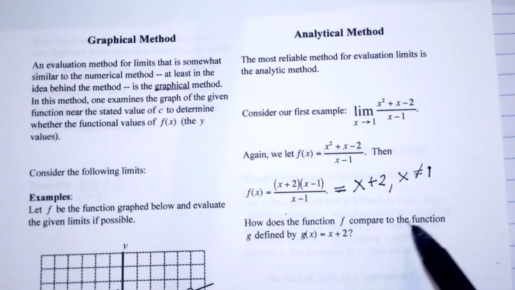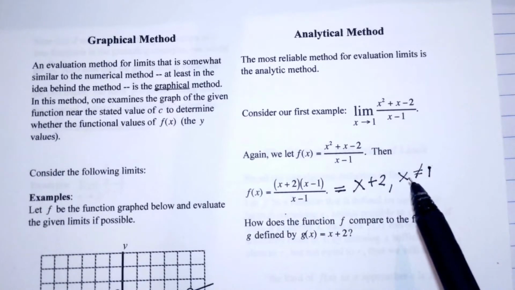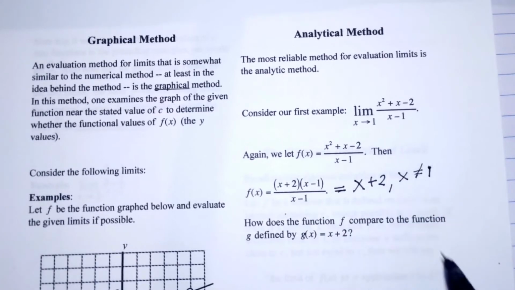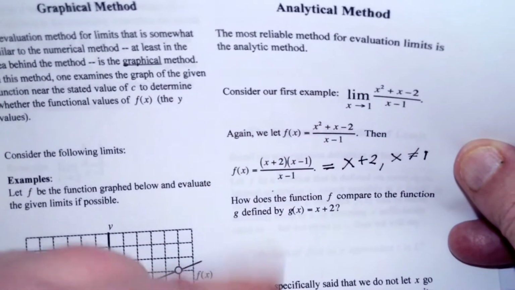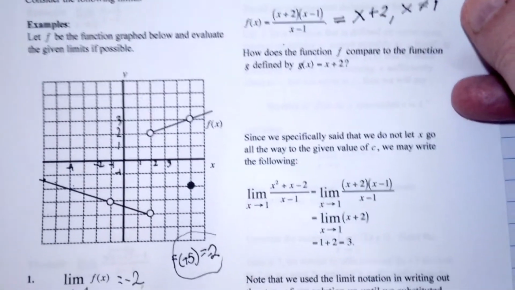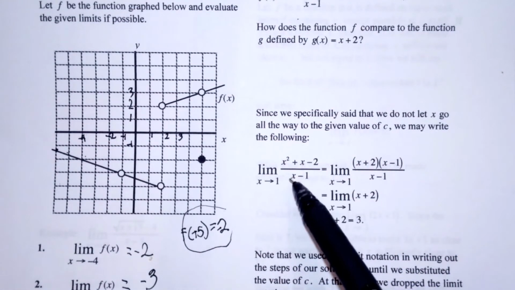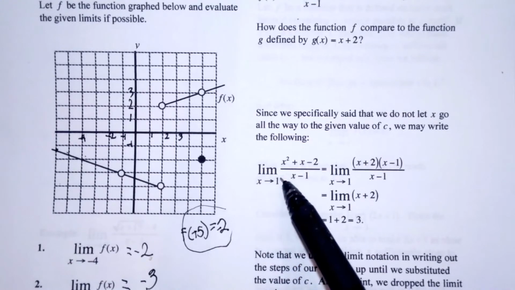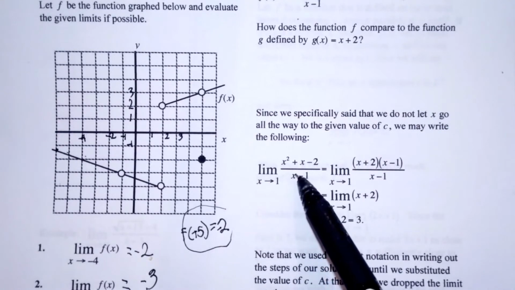So how does the function f compare to the function g defined by x plus 2? Well, they are equal except at one point. This function is not defined when x equals 1, and this one was, and so in order to make them equal, we had to put this in. We had to stipulate that x not be allowed to be 1. So, let me show you how we're going to use the analytical method and this factoring that we just observed. Remember that when we're evaluating this limit, we are not going to let x go all the way to 1. So what happens at x equals 1 is really immaterial.